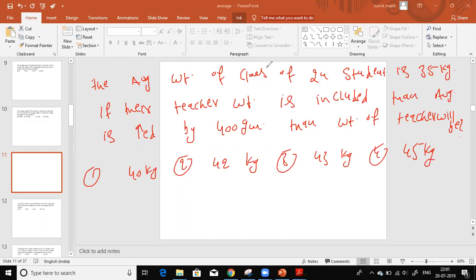This is similar to the previous one, but here the average is increasing, and in the last one the average was decreasing. Good, good, good. Very good. You are doing good, very good, each and every day.